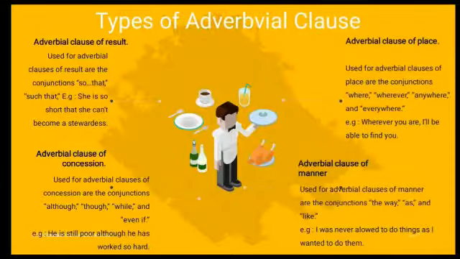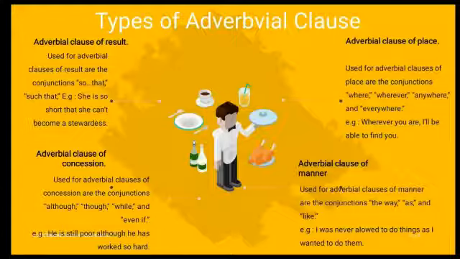Types of adverbial clause. Adverbial clause of result. These types indicate the result or outcome of an action or event stated in the main clause. Used for adverbial clause of result are the conjunctions so that and such that. For example, she is so short that she can't become a stewardess.